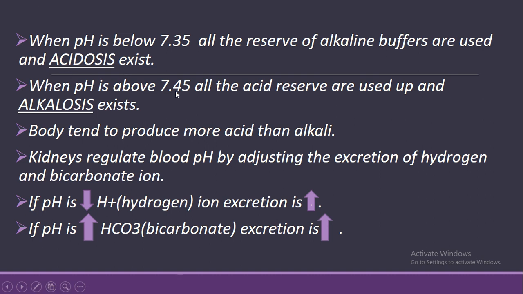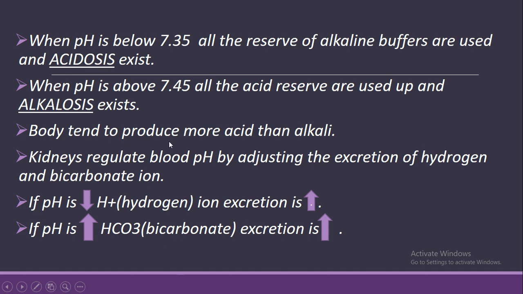When the pH is above 7.45, it is vice versa. All the acid reserves are used up and alkalosis exists. When you are going to a ward or going to see a patient, you can come across terms like the patient is in acidosis or alkalosis, so you should remember what they mean. Alkalosis means all the acid reserves are used and the basicity is more in the body. Acidosis means all the basic substances are used up and the acidic part is more in the body.